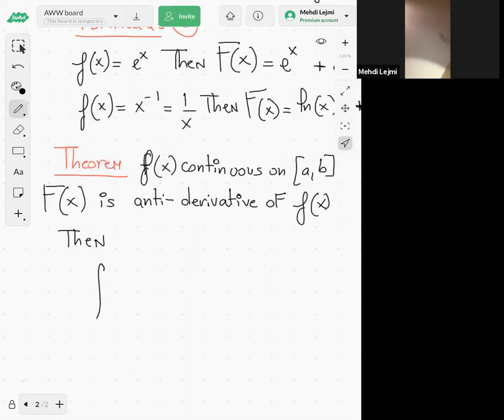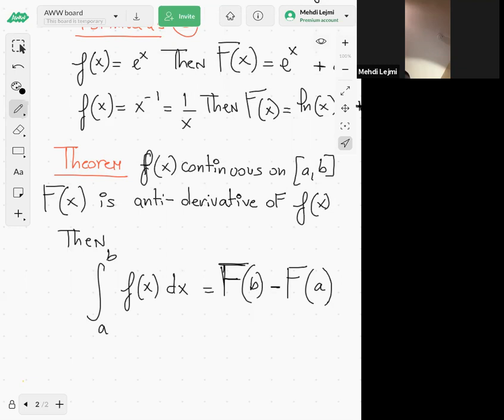of lowercase f of x dx from a to b is equal to the antiderivative capital F of b minus capital F of a. Again, this capital F is supposed to be the antiderivative. So the integral of lowercase f from a to b is just the difference between the antiderivative at b minus the antiderivative at a.